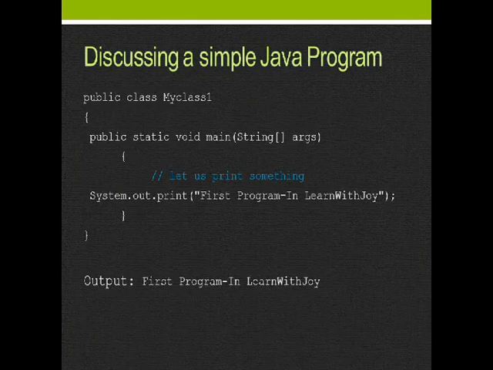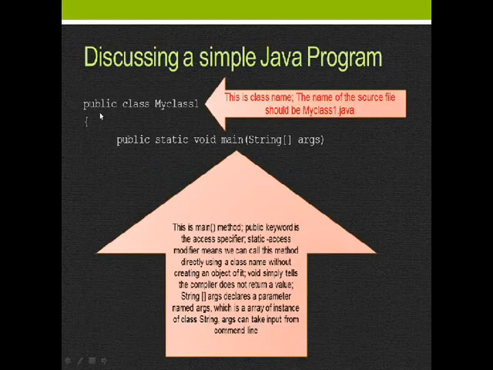Now let me discuss the first Java program, which looks like this, and the syntax and semantics are here. Now we will discuss line by line. Now, public class myclass1. Here public keyword is the access modifier. Class name is myclass1. Here the name of the source file should be myclass1.java. This is for the compilation process.